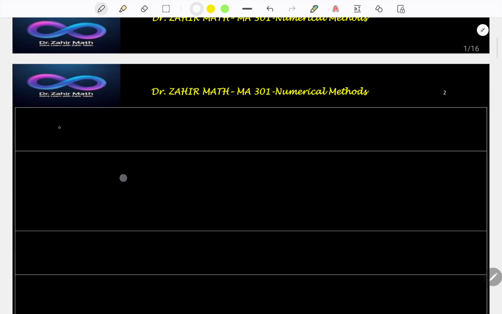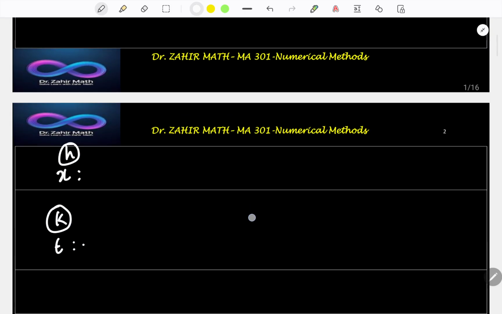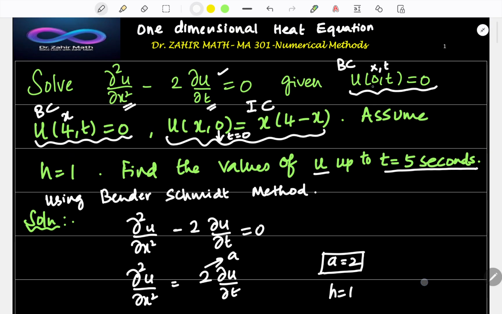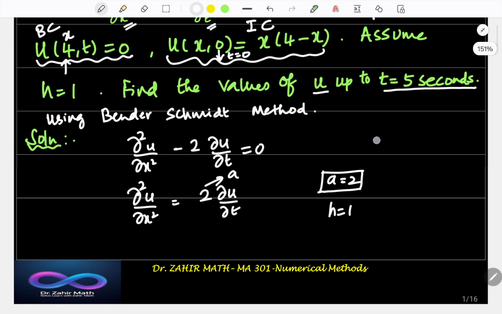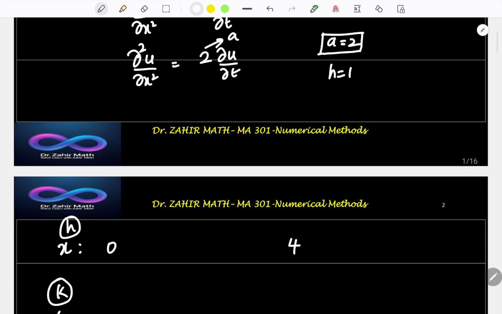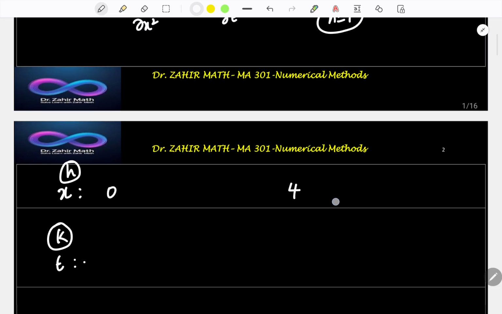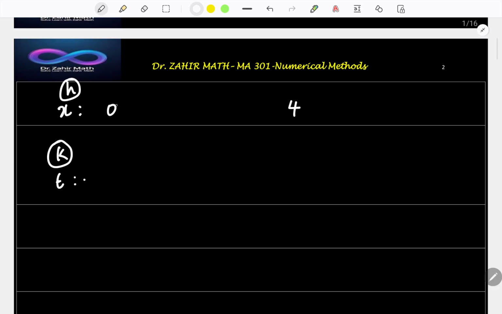I told you already x values depend on h, and t values depend on k. So what is the starting value of x? x is given as 0 and the ending value is 4. So x starting value is 0 and ending value is 4. x depends on h. What is the h value? 1. So you're going to add plus 1, plus 1, plus 1. So 1, 2, 3 and then 4.